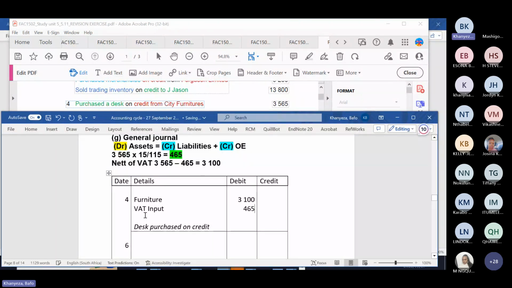Then what do we credit? This increased asset, did it reduce any asset? Was it for cash? If it was for cash, we would have reduced cash. So we're not going to credit bank. In fact, it increased liabilities. Liabilities are on the credit side, so we're going to credit the trade payables account, or city finishers.